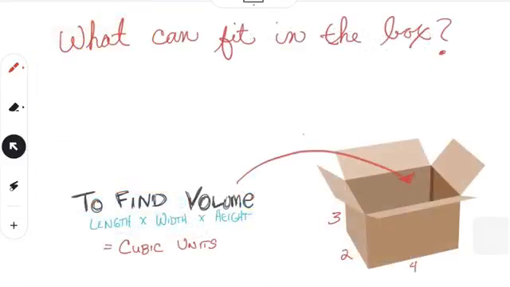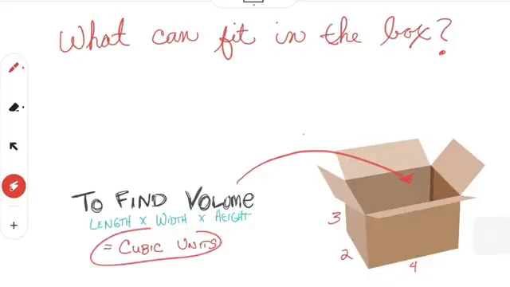As I stated earlier, we're really determining what can fit into this box. And in this case, we're going to be looking at three numbers, the 3, the 2, and the 4. To find volume, we will multiply the length times the width times the height, and that will give us cubic units. If you recall back to when we did area, it was squared units because we were taking two dimensions, the length and the width. Because this time we are taking 1, 2, 3 dimensions, we will have cubic units. So what does that look like inside of a problem?